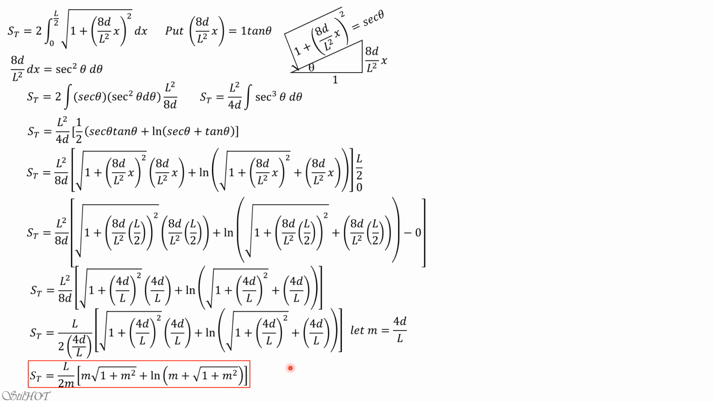So it's easy to memorize, especially if you derive this also. And remember that m is 4D over L. So the total length is L over 2m for a symmetrical cable, quantity m times the square root of 1 plus m squared plus ln of m plus square root of 1 plus m squared. Actually, all you have to do is become familiar with these terms here, m and the square root of 1 plus m squared, then break them into two parts, then it is ln of m plus square root of 1 plus m squared. That's my technique in memorizing this formula, the exact formula for the length of a symmetrical parabolic cable.